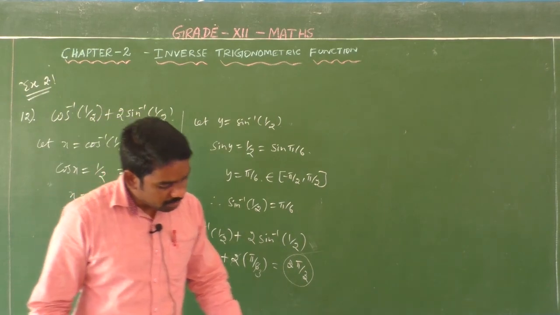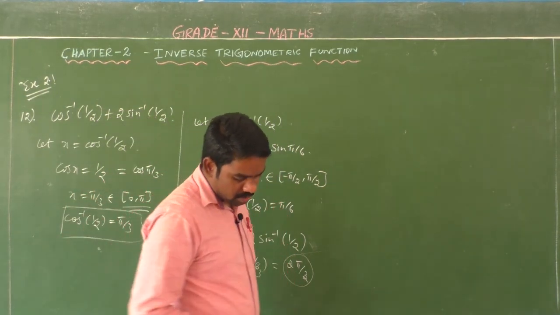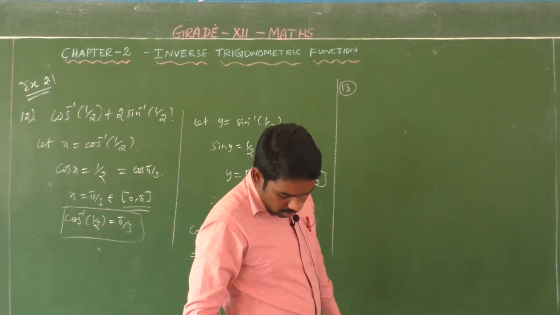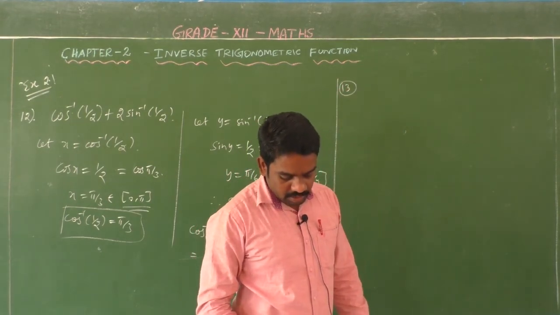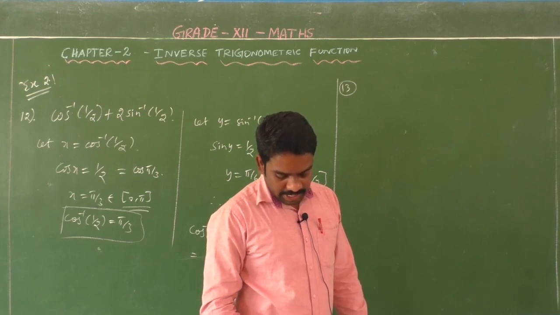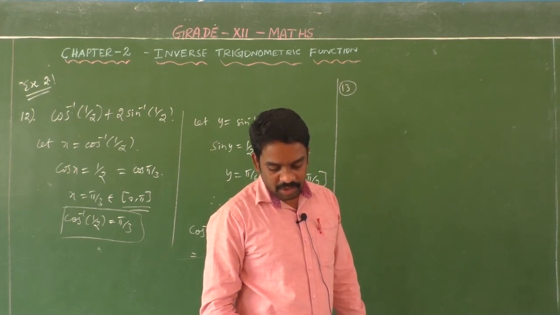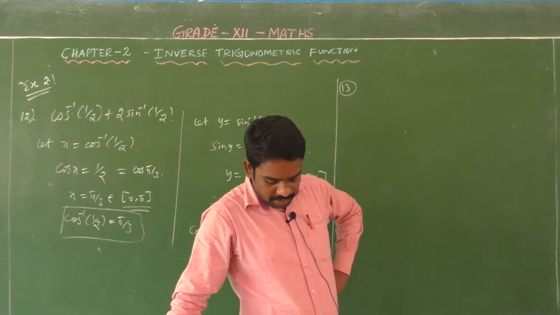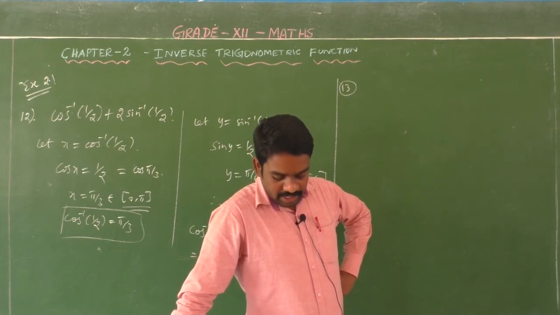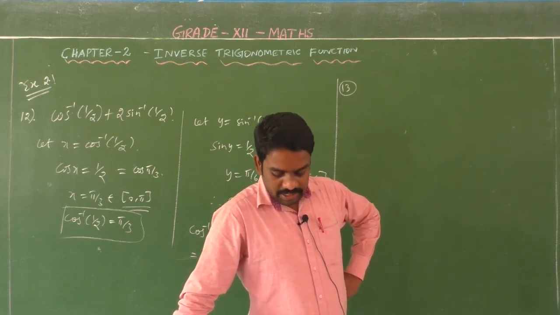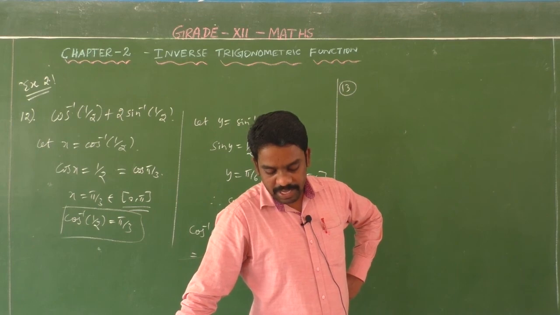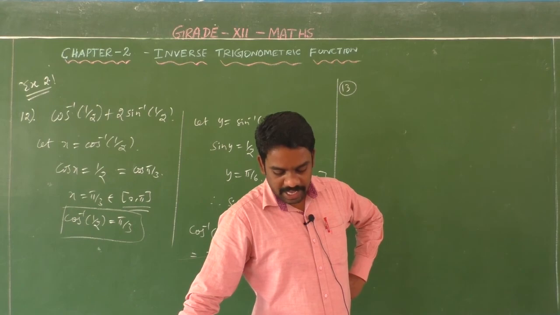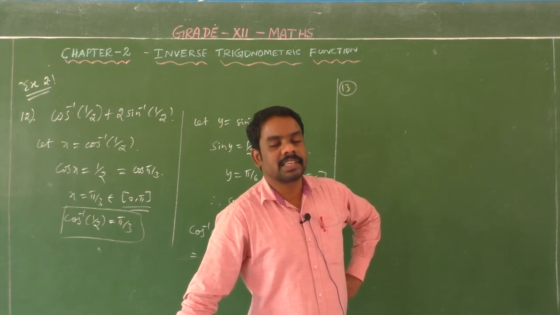Next, question number 13. If sin inverse x equal to y, then option A is 0 less than or equal to y less than or equal to pi, option B is minus pi by 2 less than or equal to y less than or equal to pi by 2, option C is 0 less than y less than pi, and option D is minus pi by 2 less than y less than pi by 2. Choose the best answer.